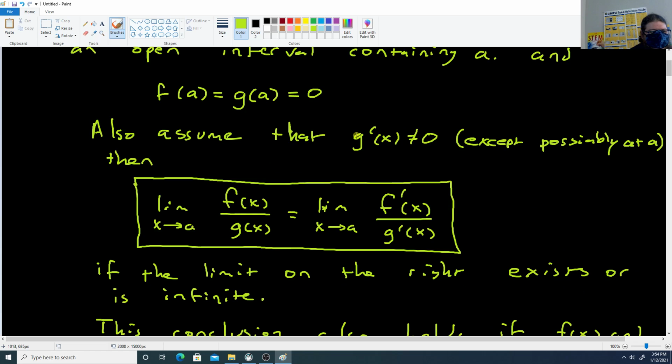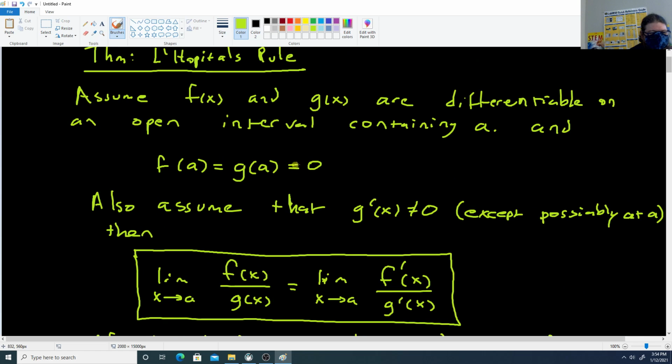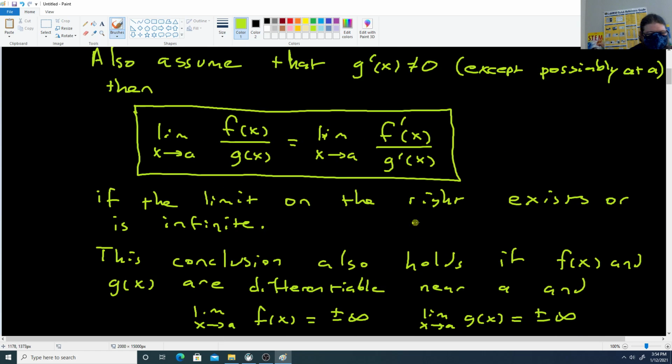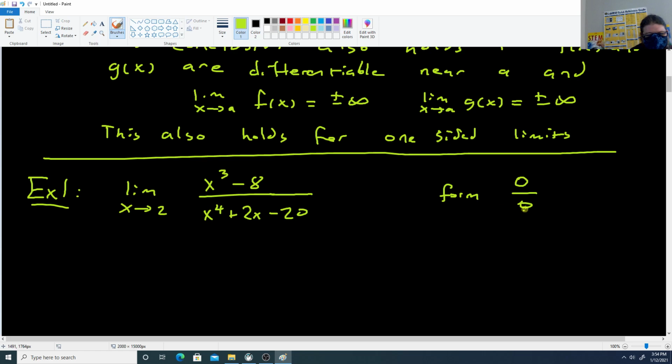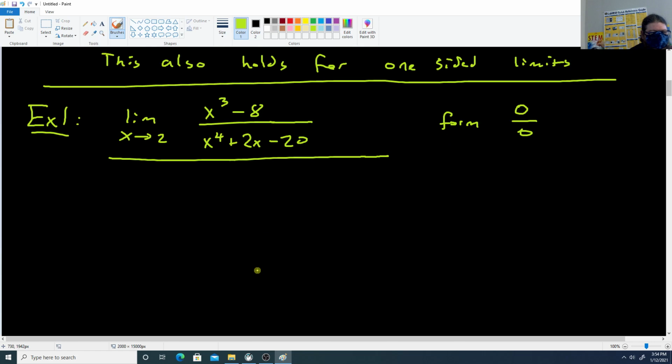So this is what f of a and g of a both equaling 0 means: the limit as x approaches a would be 0 over 0. This form, 0 over 0, says it's okay to use L'Hopital's rule. In previous sections, we would have tried to factor the top and the bottom and cancel something they have in common. But now we have this nice tool that says we can apply L'Hopital's rule.